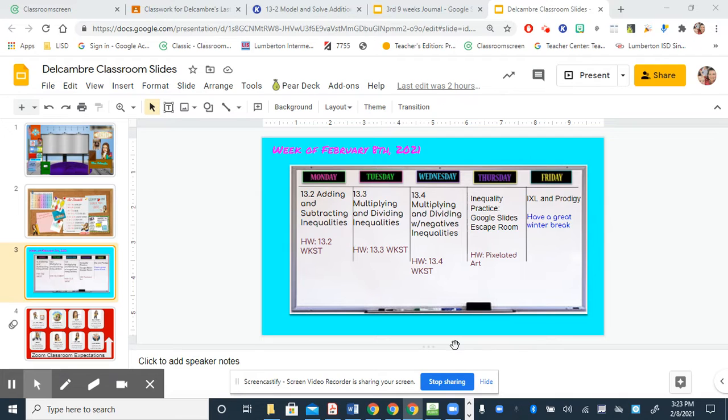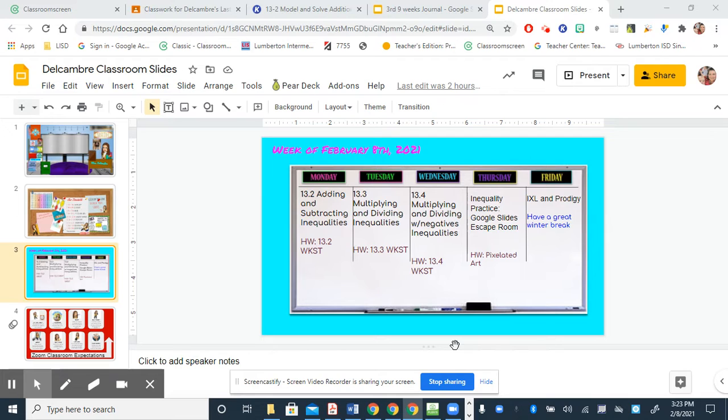So you have 13.2 is what we're going over today, adding and subtracting inequalities. So you'll need your notes. And our homework is a 13.2 worksheet. Tomorrow we're going over multiplying and dividing inequalities. Wednesday we're doing multiplying and dividing with negatives and inequalities.